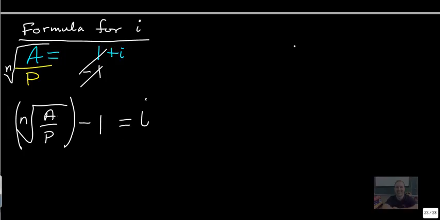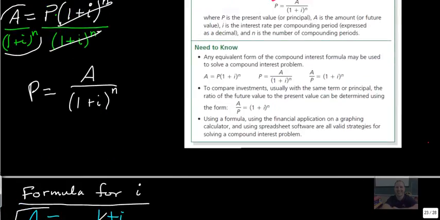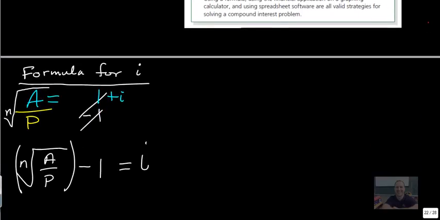So there's your formula for i, which would probably be a good idea. I'm going to put that with the rest of the, let's see, pink. So i equals the nth root of A over P minus 1. Okay, there you go. Same as that down there.